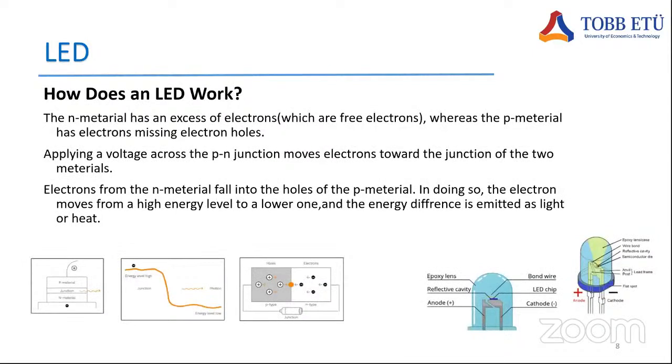We will go into more detail. The N material has an excess of electrons, whereas the P material has electrons missing, called holes. Applying a voltage across the PN junction moves electrons toward the junction of the two materials. Electrons from the N material fall into the holes of the P material. In doing so, the electron moves from a high energy level to a lower one, and the energy difference is emitted as light or heat.